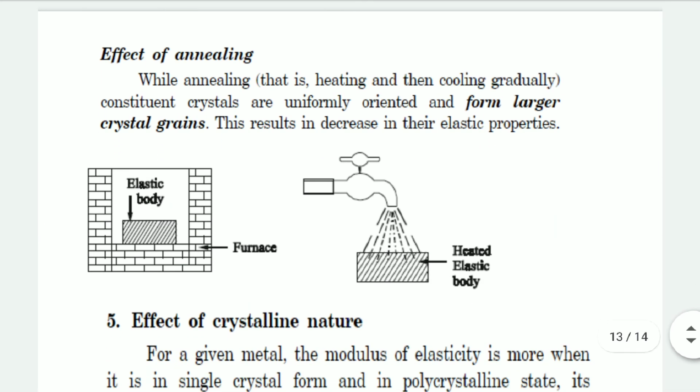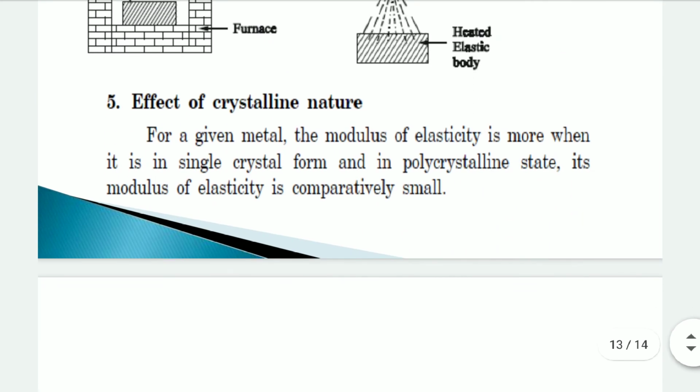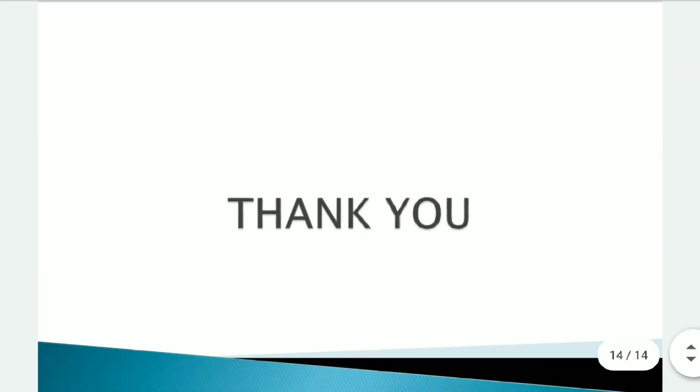The effect of annealing. Annealing is a process of heating and gradually cooling the material, which causes a decrease in elastic property of the material because the grain size of the material increases due to annealing. Therefore, the elastic property decreases. Effect of crystalline nature. Usually, a single crystalline material has a larger elastic property compared to polycrystalline materials. Thank you.